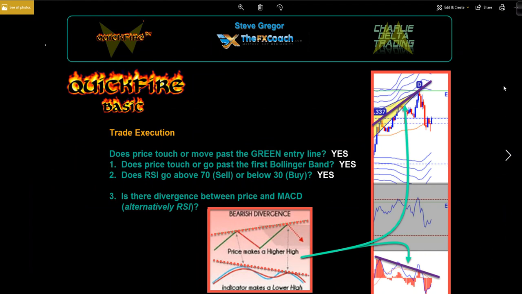So then we talk about, inside the quickfire trading, the execution. Does price hit the Bollinger Band? Yes. Does RSI go above 70? Yes. Is there a divergence between price and MACD? Now you'll notice how I measured it here on the right. We're measuring it on the 3-10 oscillator, and we're measuring it on the short cycle of the channel, the CD channel.